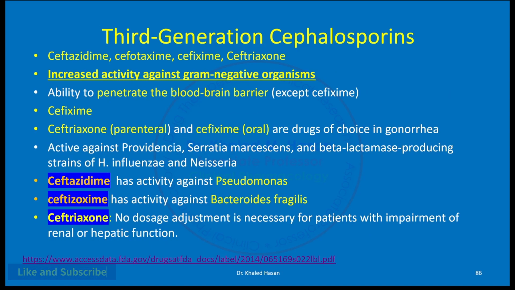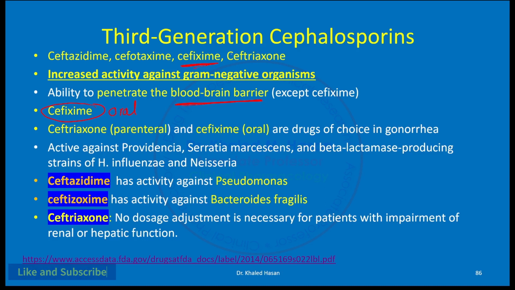Okay, the third generation, one of the most important groups of medication, third generation cephalosporin. As you can see here, we have ceftazidime, cefotaxime, cefixime, ceftriaxone. The only one available orally in this group is cefixime. What else? The injectable ones are able to penetrate and cross the blood-brain barrier, except cefixime. So the question: which of the following cephalosporins are able to cross the blood-brain barrier?